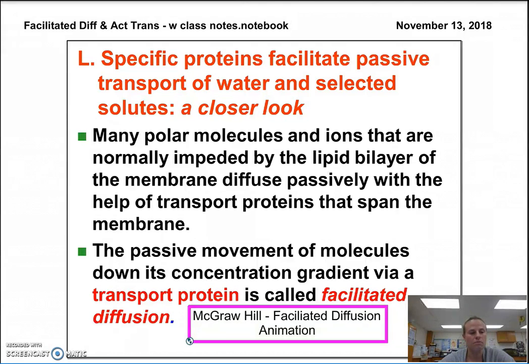Facilitated diffusion involves the use of a membrane protein because some molecules need a little help getting across the membrane. For example, molecules that are polar or molecules that are ionic, that are charged, are going to need some help passing through both the hydrophilic and hydrophobic areas of the cell membrane.